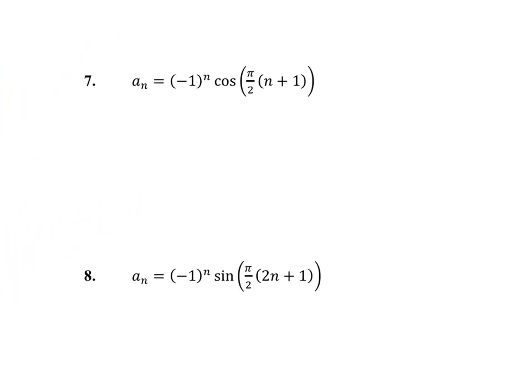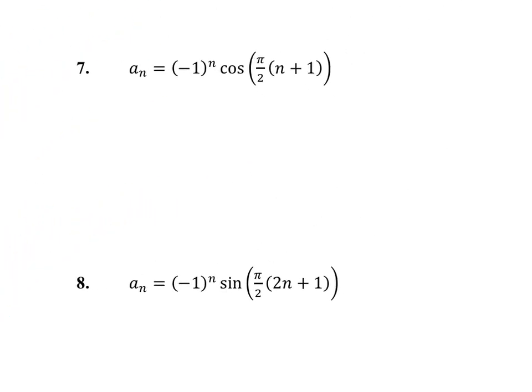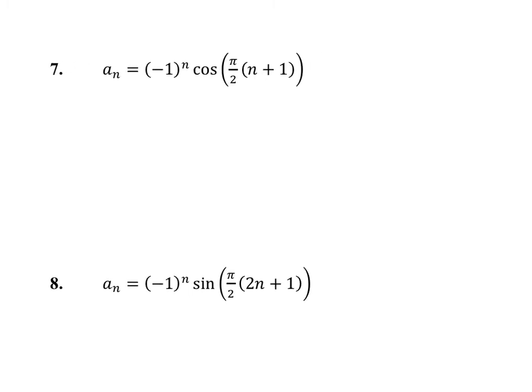Let's move over to number 7. Number 7 and 8 are both sort of in the same ballpark in terms of the strategy and style. Now keep in mind that this is an alternator. However, taking the absolute value of this I don't think is very helpful, and the reason is that we have this trigonometry in the way.